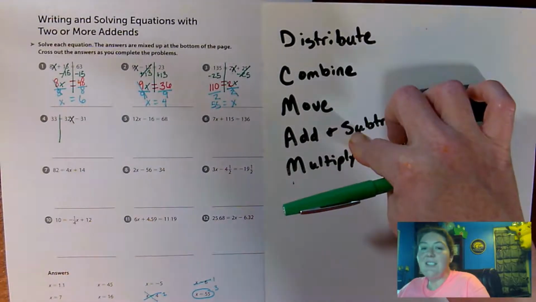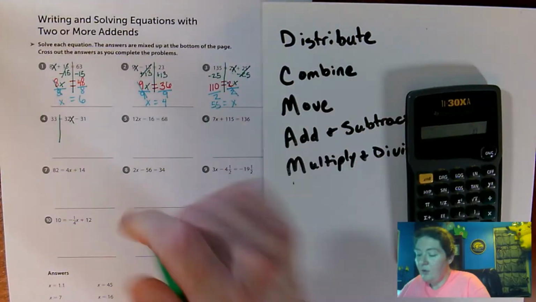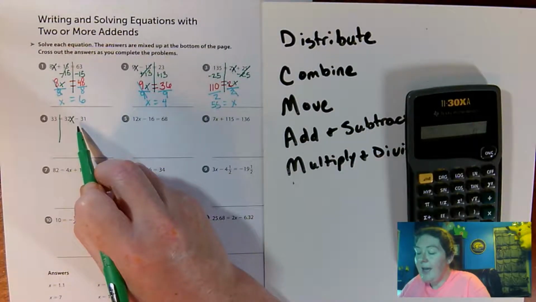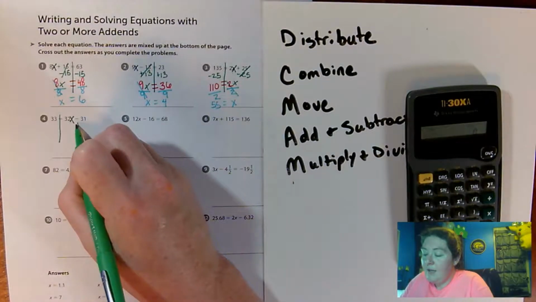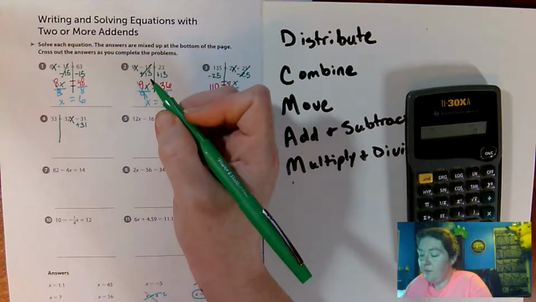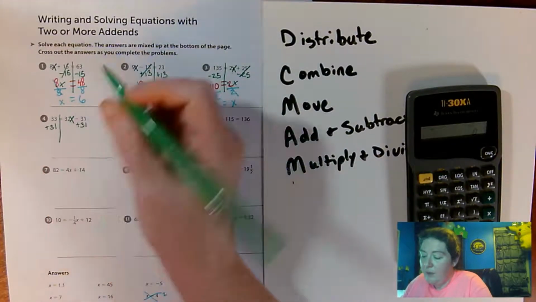Do we have any addition and subtraction on the side with the variable? Yes. We have a negative 31. How do I undo minus 31? Positive or plus 31. What I do to one side, I do to the other. My 31s cancel.